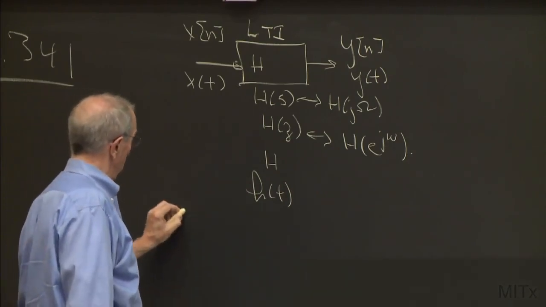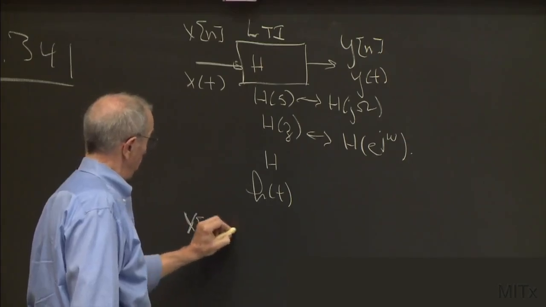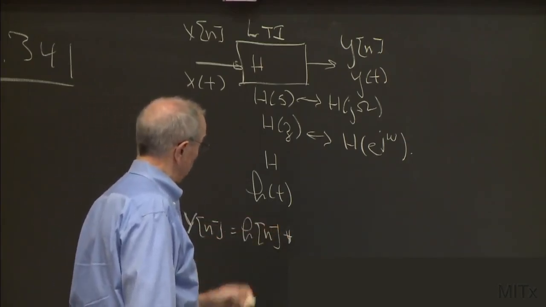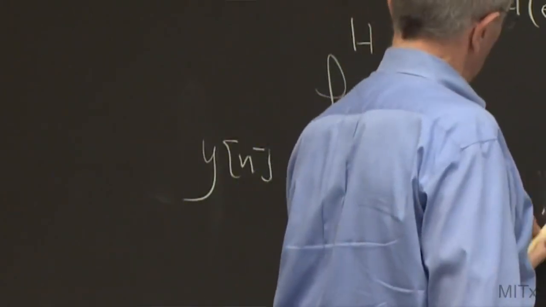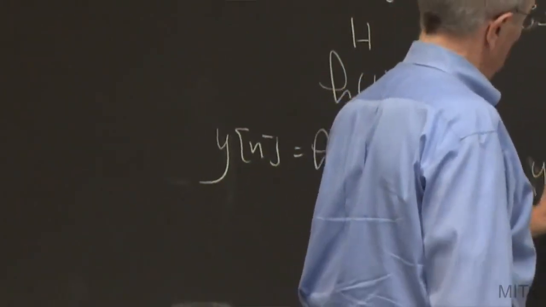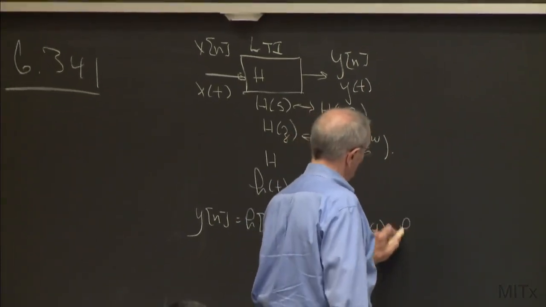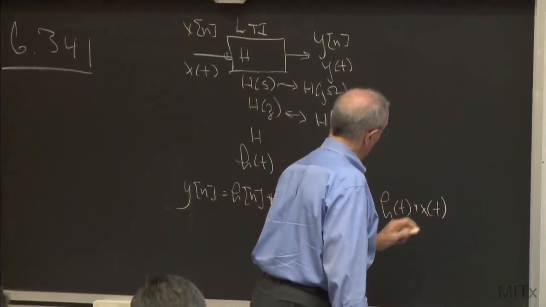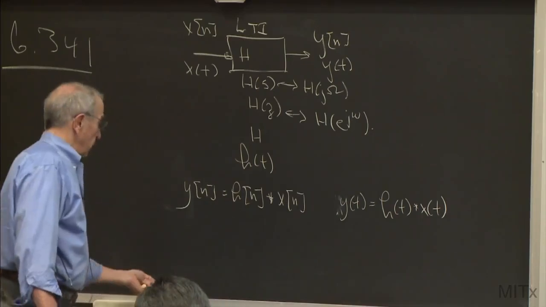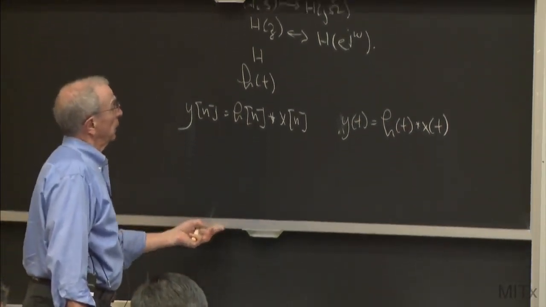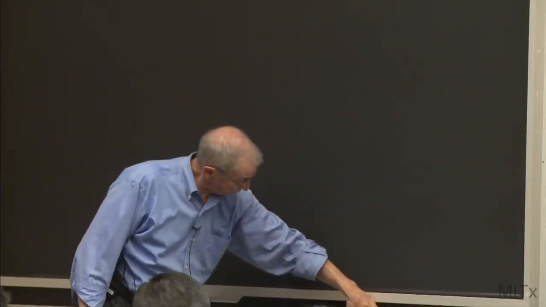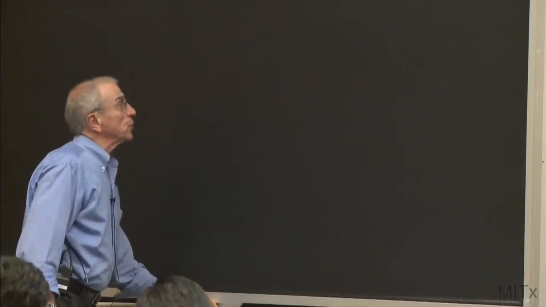And so all of you presumably have seen equations of this type where I would write h of n convolved with x of n, or I would write y of t is h of t convolved with x of t. And then in talking about these systems, various kinds of notions would come up.